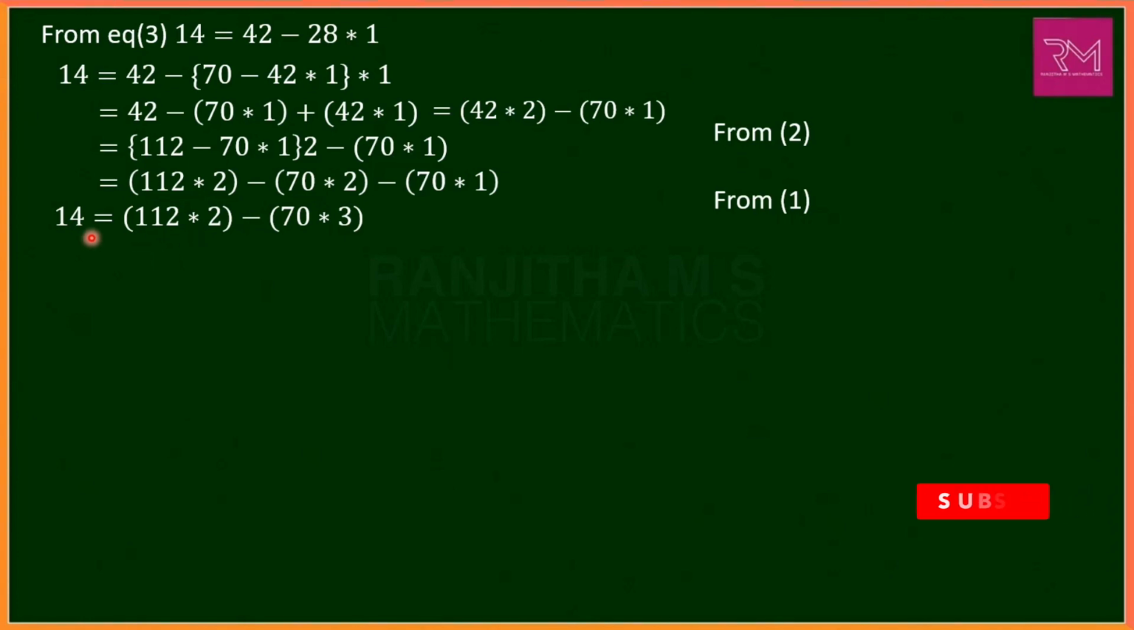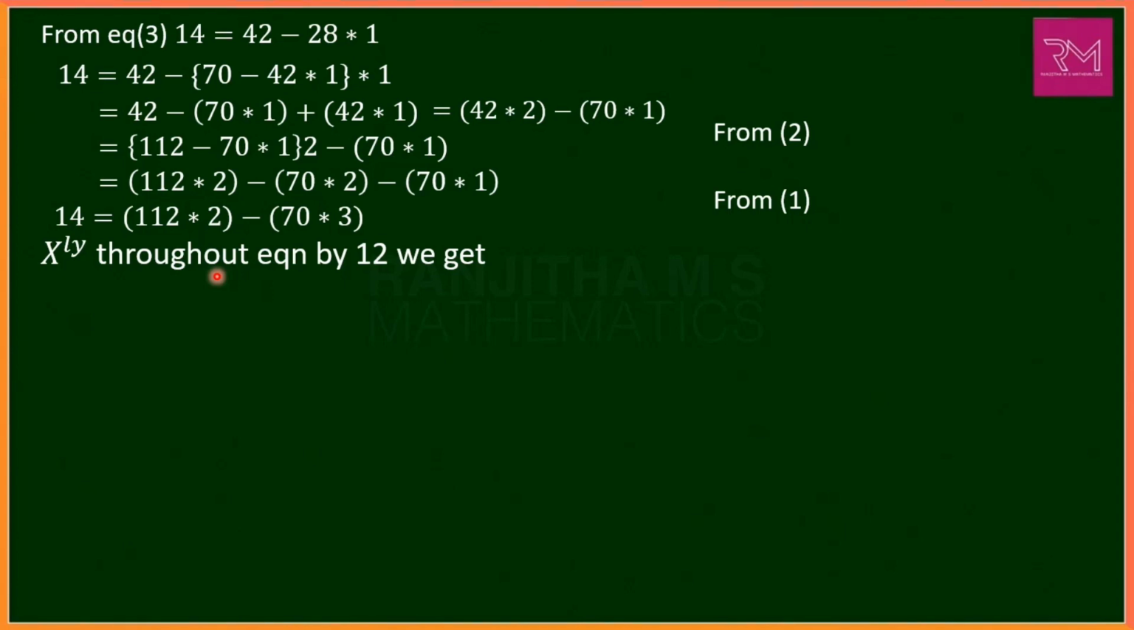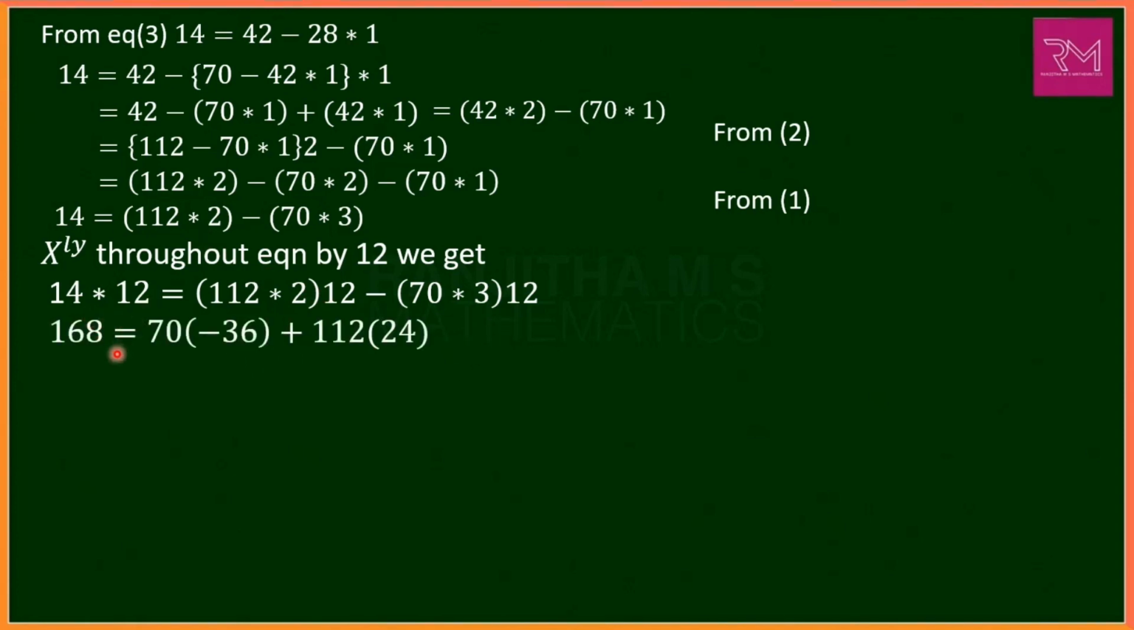Next step, we have to multiply throughout the equation by one value such that the C value is the same as that of this value. So we have to multiply throughout the equation by 12. We get 14 × 12 as 168. Therefore, if we multiply, we get 14 × 12 = 112 × 2 × 12 − 70 × 3 × 12. So multiplying by 12, 14 × 12 is 168.